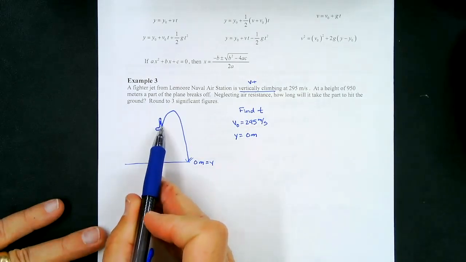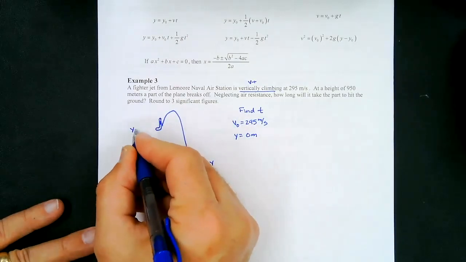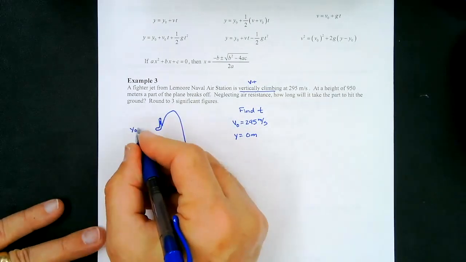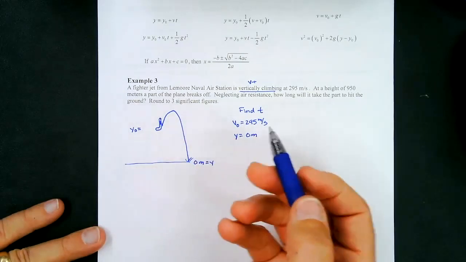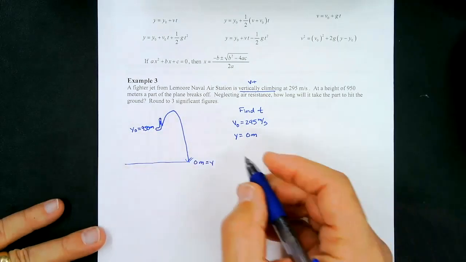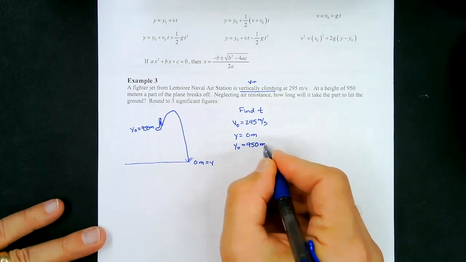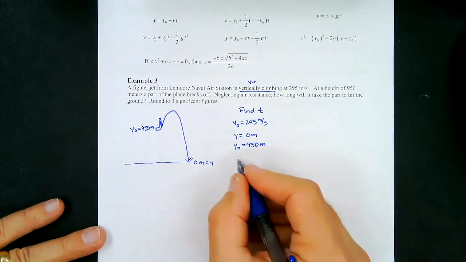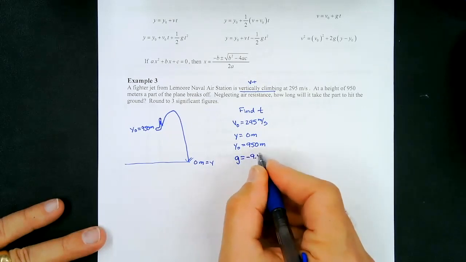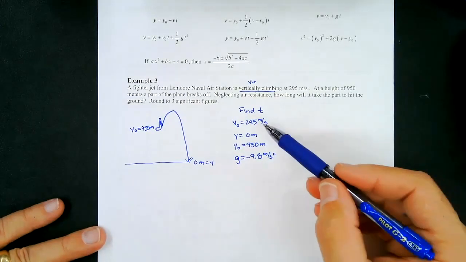Right here, okay, is the starting position, right? And so that means this was at a height of 950 meters. That's when this part broke off. So this Y sub 0, the starting height, is 950 meters. So Y sub 0 is equal to 950 meters. And the only other thing that I know is the acceleration, because it's due to gravity on this part, and it's negative 9.8 meters per second squared. So I'm trying to find T.